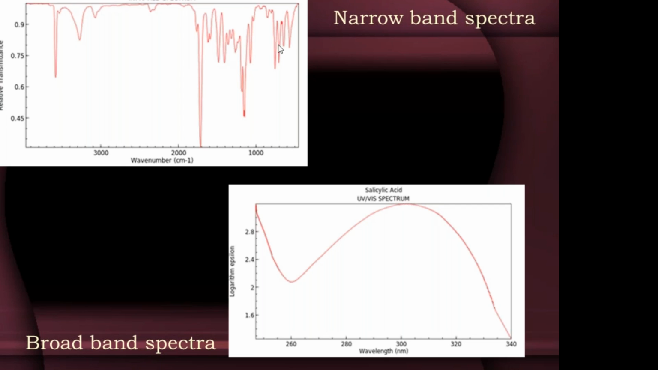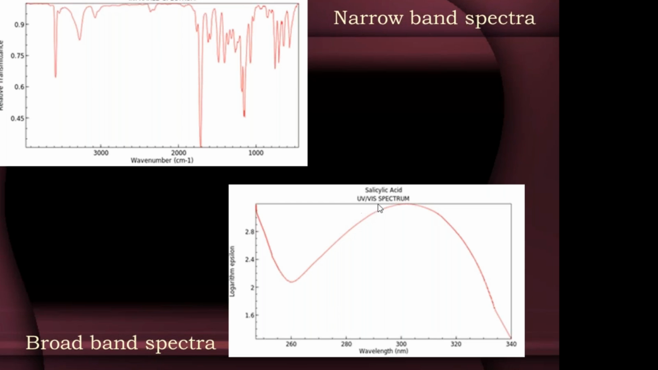What I want you to look at is that the peak widths are very small here, and you see a number of peaks also. This happens in the infrared spectrum. You see a number of peaks because each group in the molecule will give rise to its own peak in the infrared region. Here, on the other hand, you see a broadband spectrum.